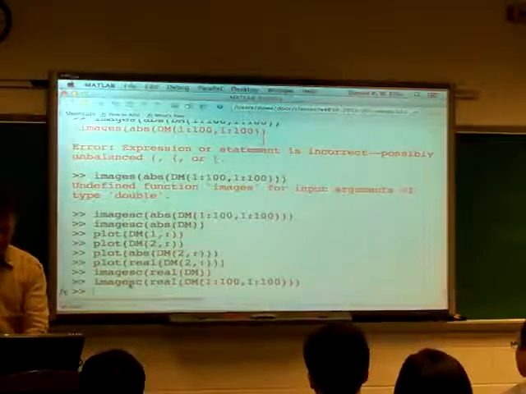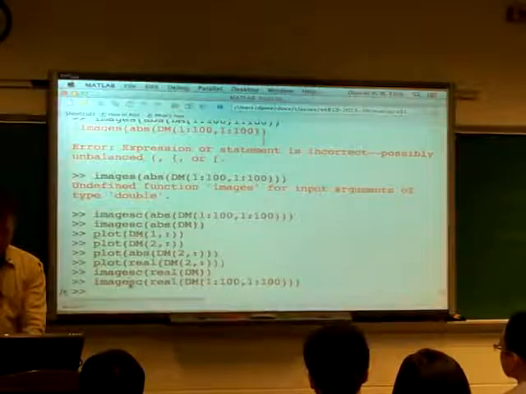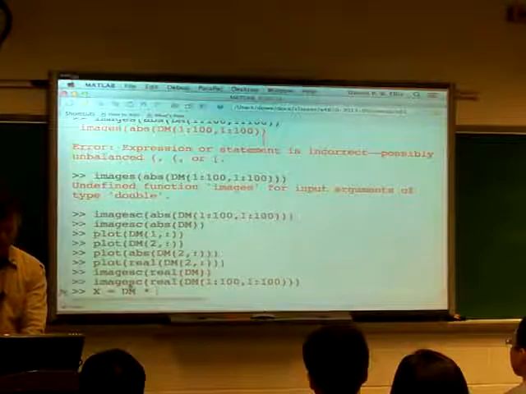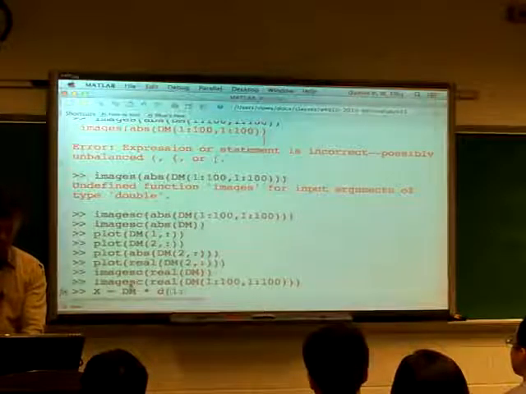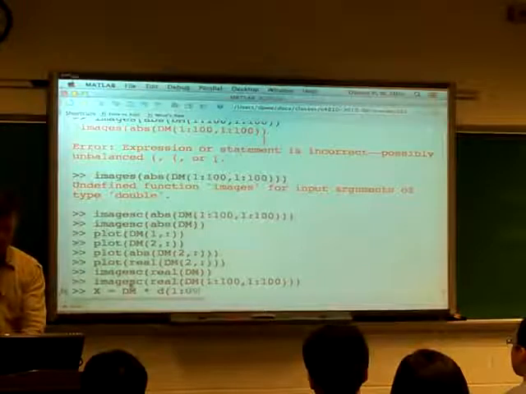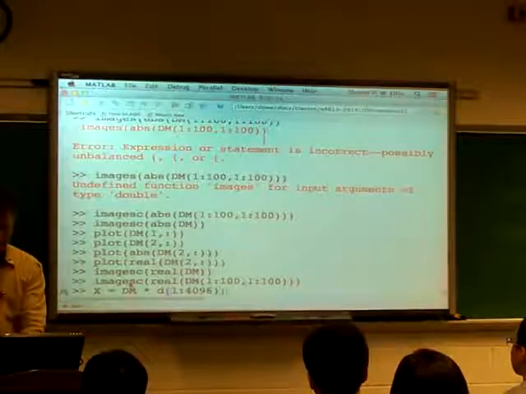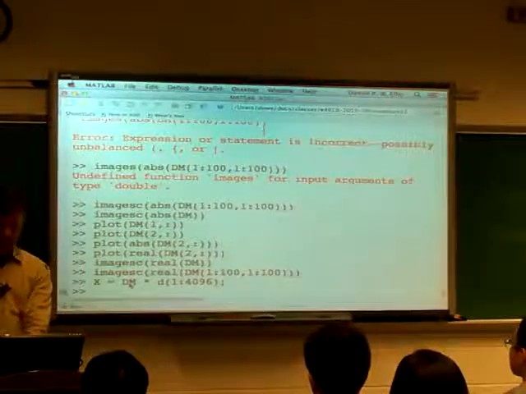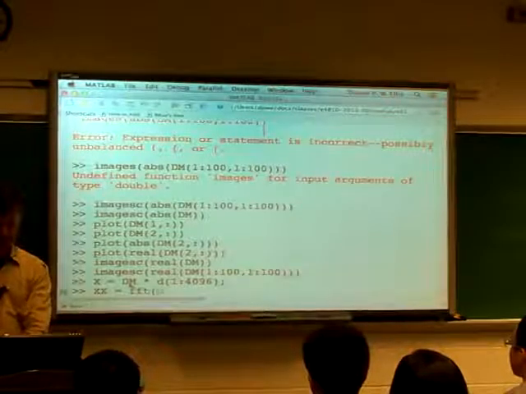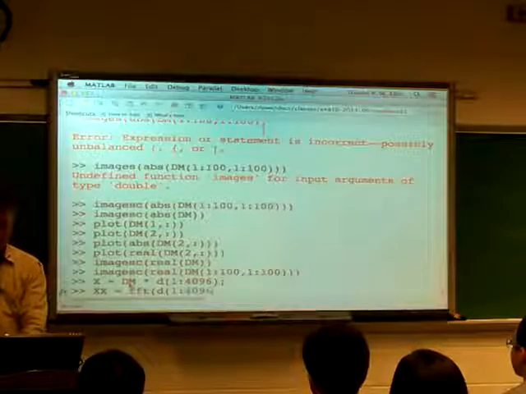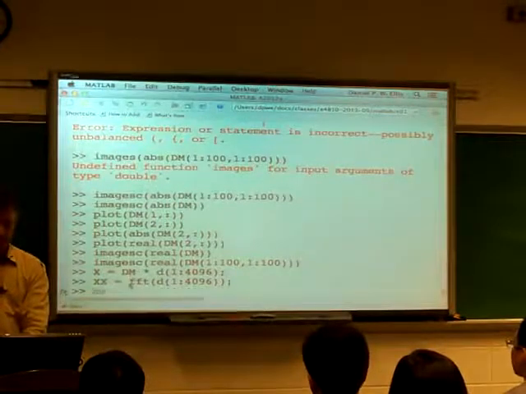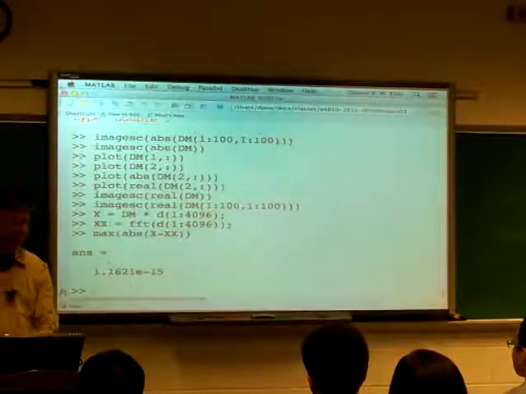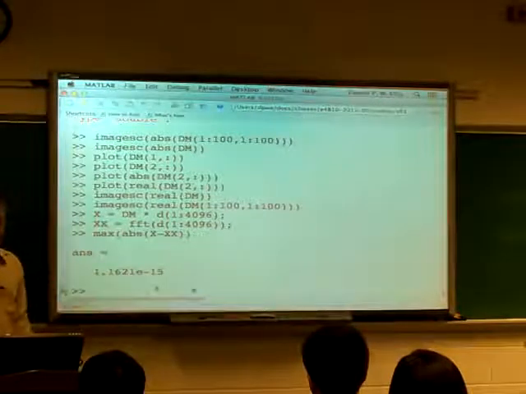So then the DFT calculation is X of k is the matrix times the vector. In this case, it's only a 4096 point thing, so let's do that. And that's calculated essentially the same as the FFT of the 4096 point signal. So the max of the abs of x minus xx. Yeah, so they're the same. The difference is tiny. It's giving me the same calculation.